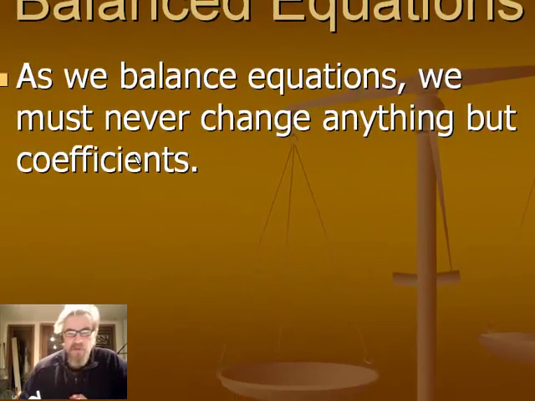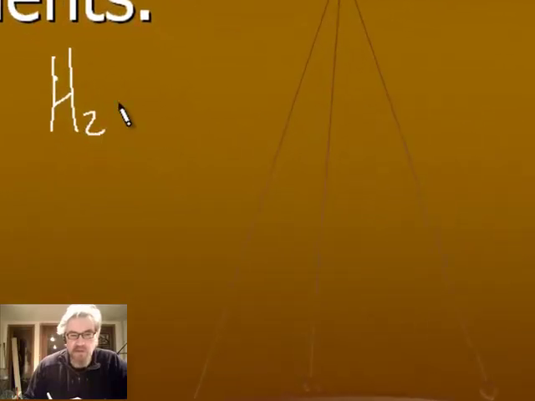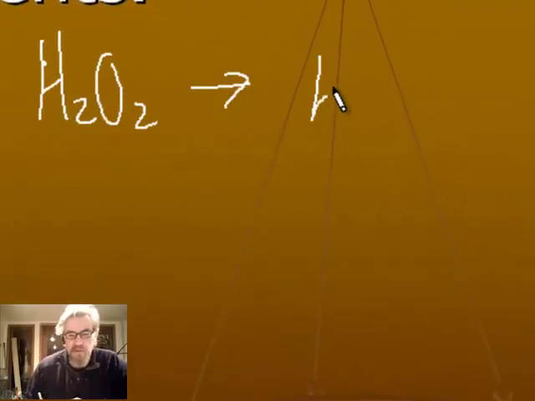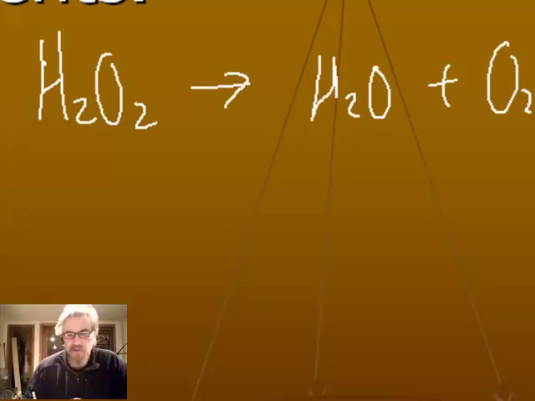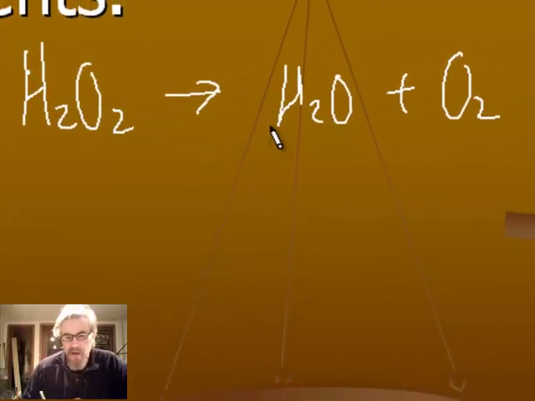When we're balancing equations, we should never change anything but coefficients. Here's what I'm talking about. Let's say we were trying to balance this equation. H2O2 makes H2O plus O2. Now, if we want to bring this into balance, first of all, we'll notice that it's not balanced. I have 2 H's here and I have 2 H's over here. I have 2 O's on this side, but on this side I got 3 O's.